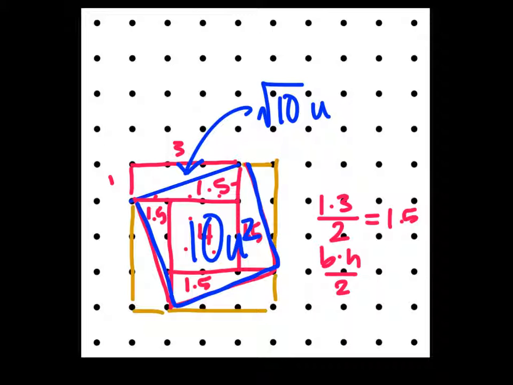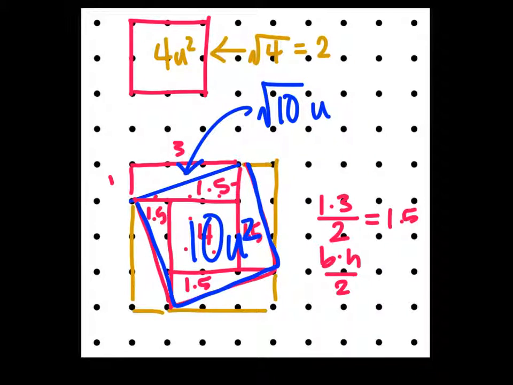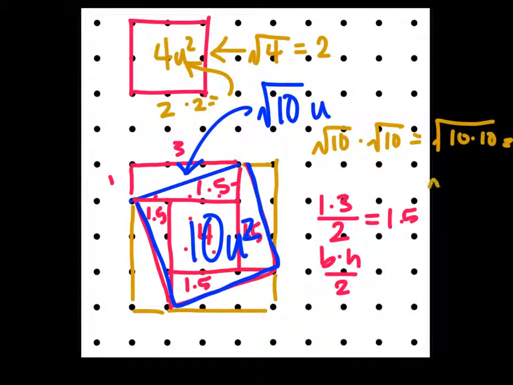In other words, if we're to put this back into context of unit squares that we've been looking at, we've also been looking at a 2 by 2 square, that's 4 units squared, and I know the side length of that is the square root of 4 or 2, because 2 times 2 gets me 4 units squared. So square root of 10 times the square root of 10 equals the square root of 10 times 10, or 100, which is equal to 10, which is our area.